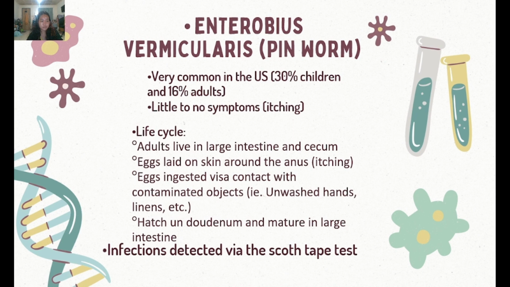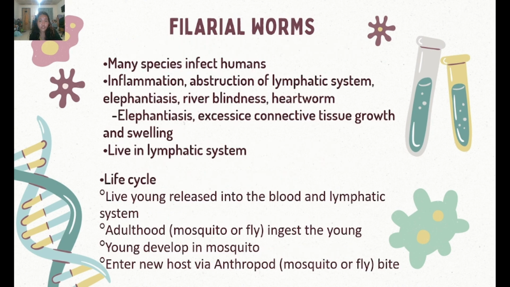So, ang last kay ang filarial worms. So, ani siya nga filarial worms kay ang main species kay it infect humans, nya ang symptoms kay inflammation, obstruction of lymphatic system, elephantiasis, river blindness, heartworm. Example pa niya sa symptoms kay elephantiasis, excessive connective tissue growth and swelling. Nagpuyo siya sa lymphatic system.